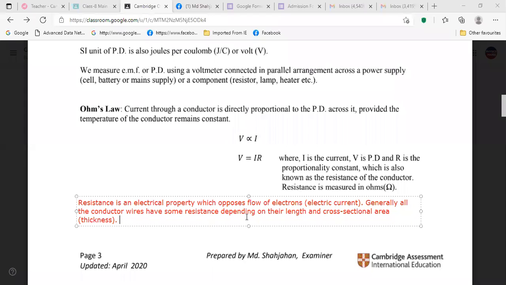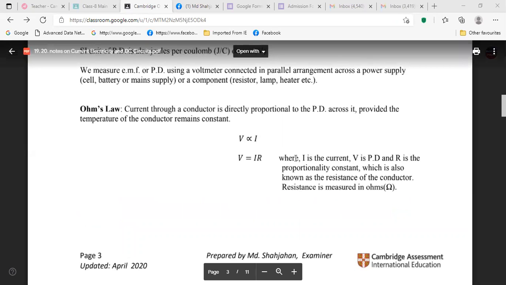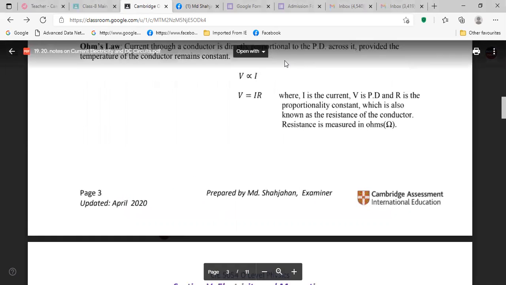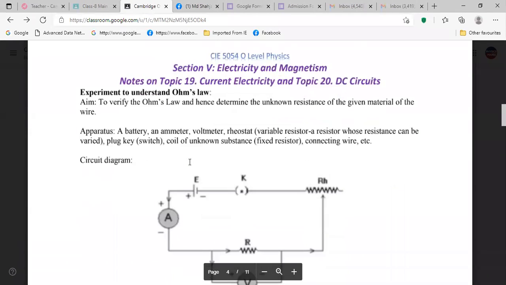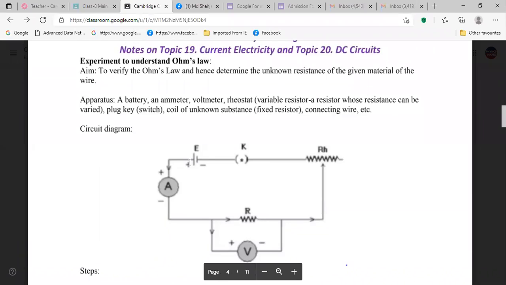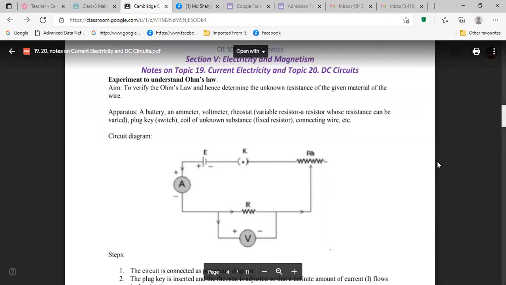Yes, sir. Okay, then we go for some more discussion on Ohm's law. This part is done. About the experiment, we have an arrangement like this. Are you seeing the diagram? Yes, sir.